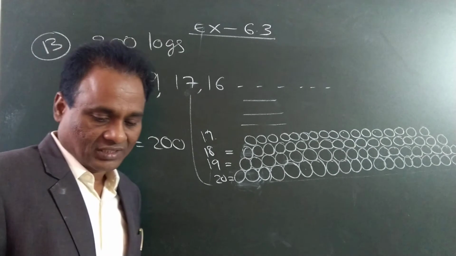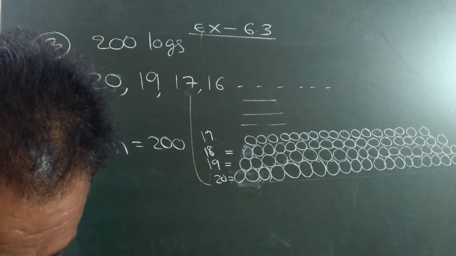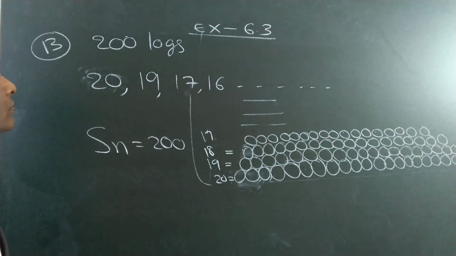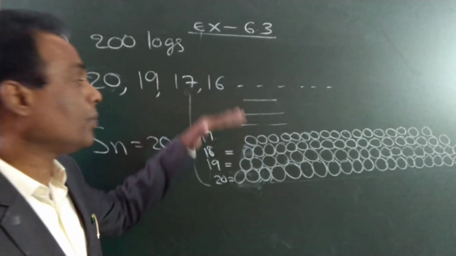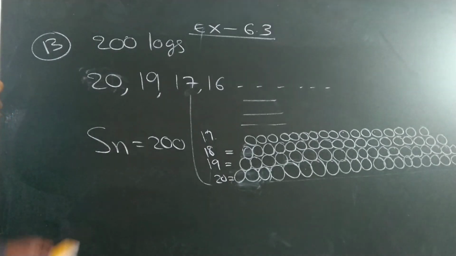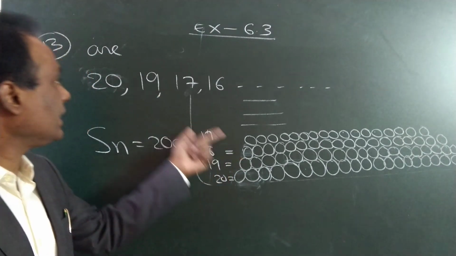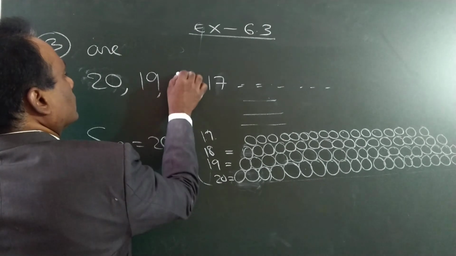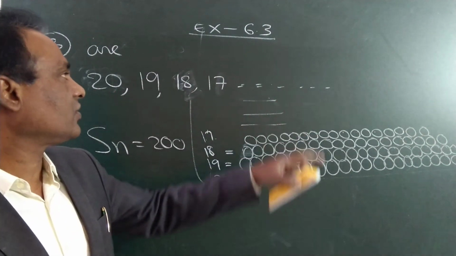Write down: number of logs in each row from the bottom are: first row 20, second row 19 logs, third row 18 logs, next row 17 logs, like this. Like this the logs are arranged: 20, 19, 18, 17, and so on.